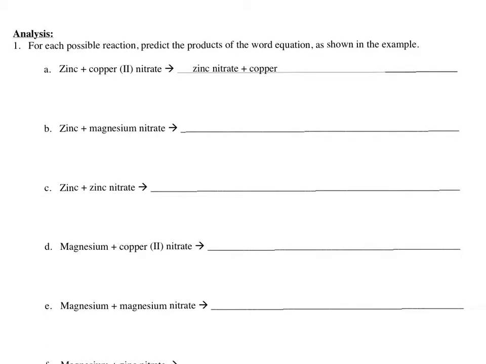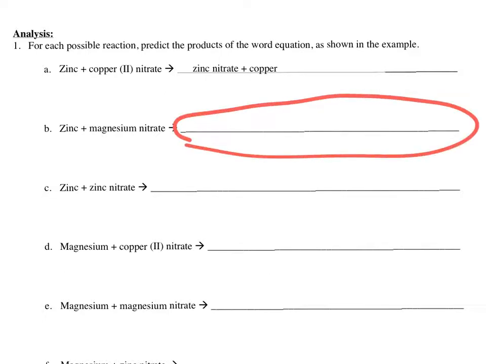Some of you have already completed this page. If you did, you had word equations on these lines, and it only involves switching the place of the metals. So for part B, for example, the products would be magnesium plus zinc nitrate. So it's important that you do all of them so that you can reference them later.